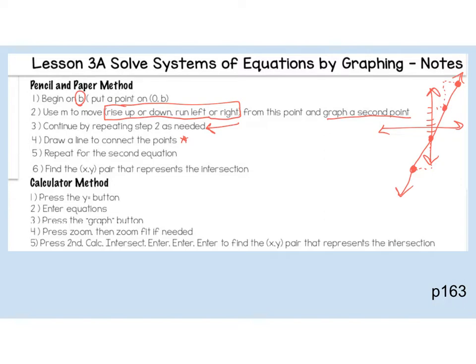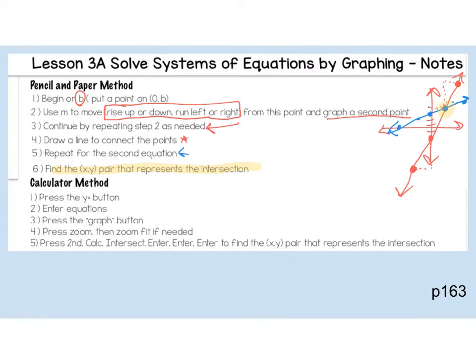Then we do the exact same thing for the second equation. We find the y-intercept, and then we rise and run and rise and run, and we go to the end of the paper again. Where they intersect is the solution to the equation.